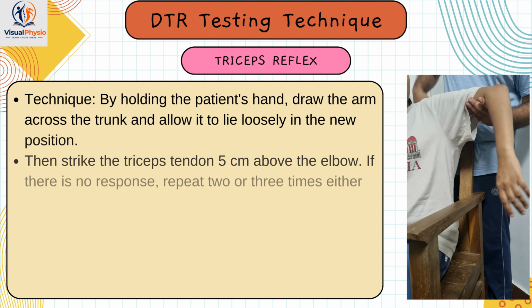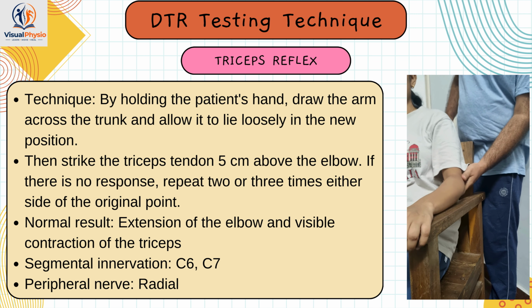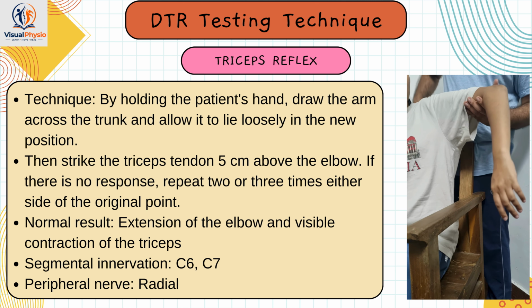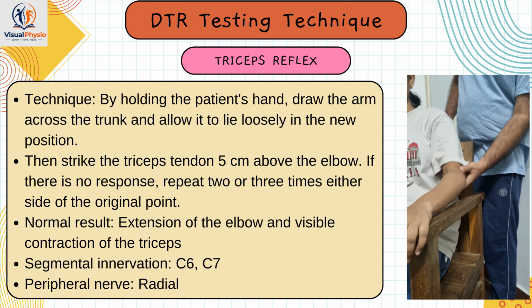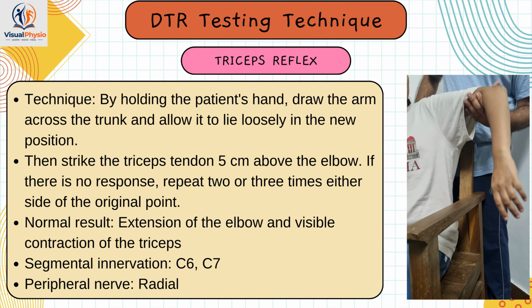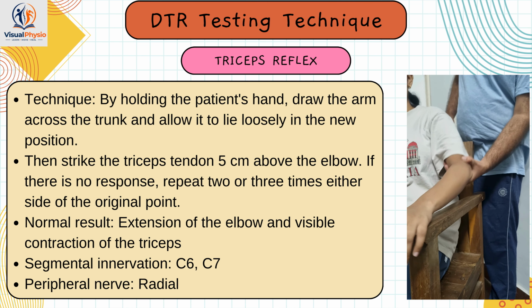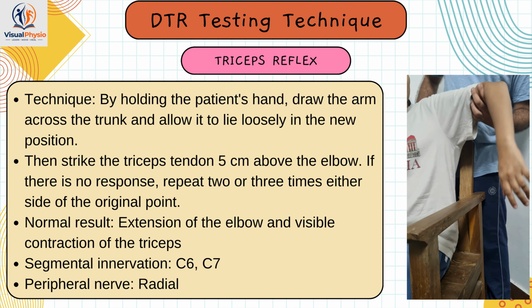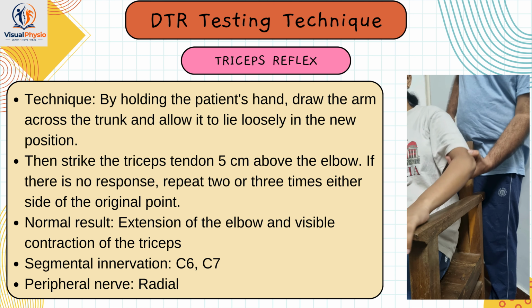To elicit the triceps reflex, you will be holding the patient's arm and drawing the arm across the trunk and allowing it to lie loosely in the new position. Then you will strike the triceps tendon 5 cm above the elbow. If there is no response, repeat 2-3 times either side of the original point. You have to see extension of the elbow and visible contraction of the triceps.